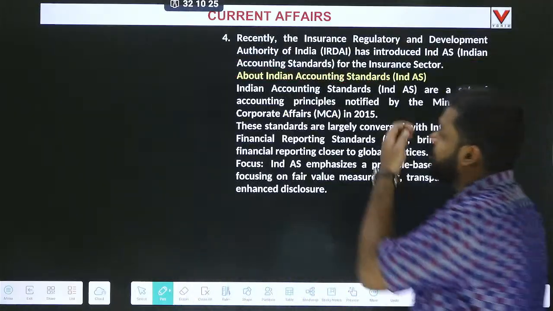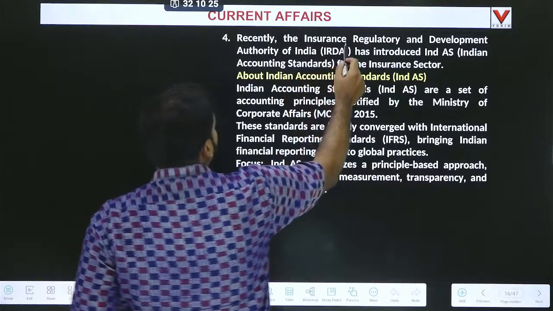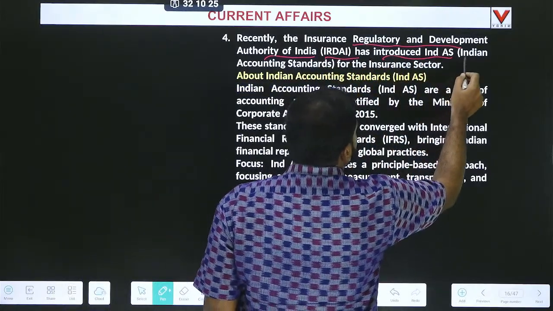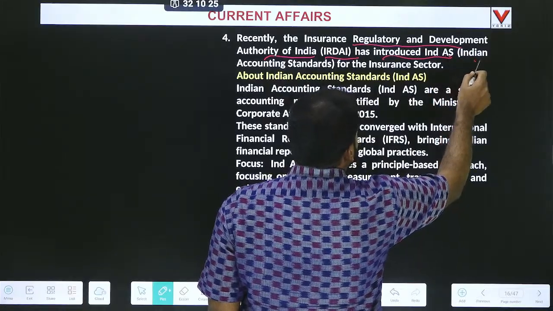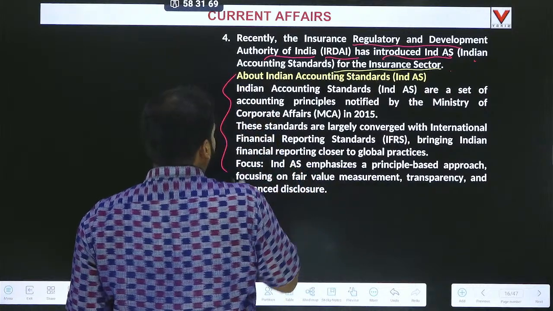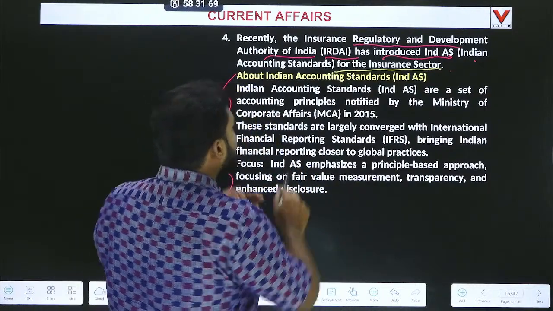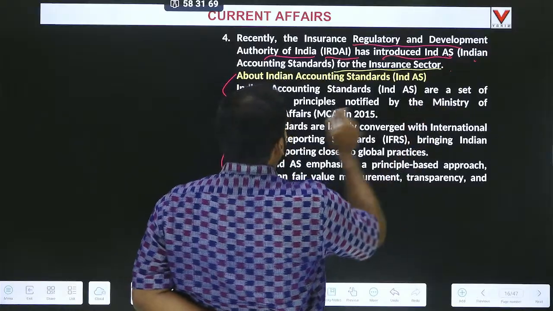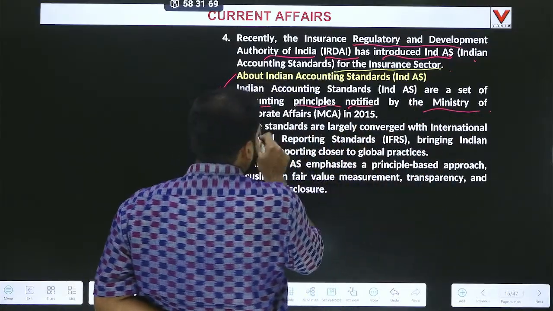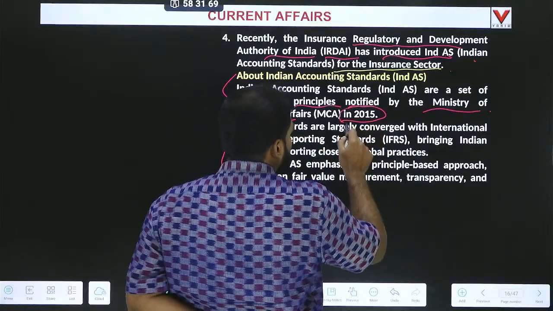See, why in news? Recently, the Insurance Regulatory and Development Authority of India (IRDAI) has introduced Indian Accounting Standards for the insurance sector, right? About Indian Accounting Standards. What is Indian Accounting Standard? Indian Accounting Standards are a set of accounting principles notified by the Ministry of Corporate Affairs in 2015, right?